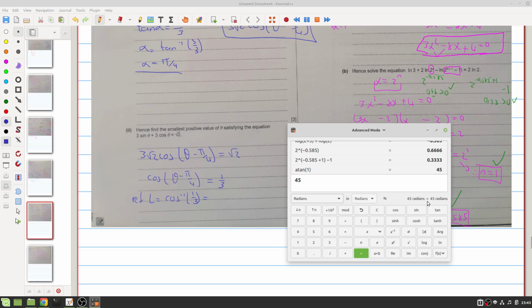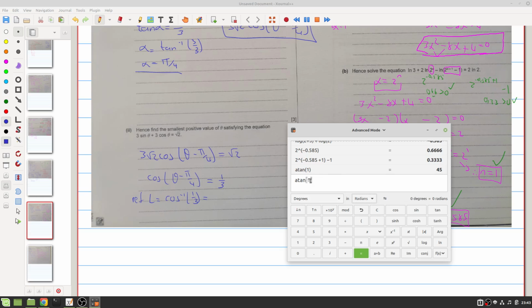No, I don't know how to do. What if? Oh, okay. Wait. Degrees to radians. Yeah. Okay, there it goes. Okay, 0.79 radians. Okay, now I see.